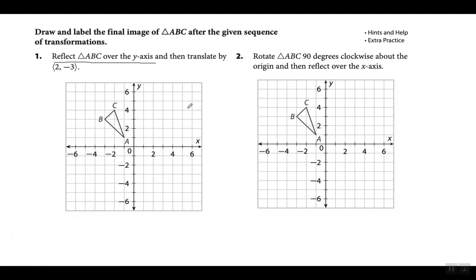So the first part is very simple. Reflect over the y-axis. So A prime will be right here. C prime will be, it's 2 units to the left, so I got to put it 2 units to the right. And B is 1, 2, 3 units to the left, so B prime has to be 3 units to the right.